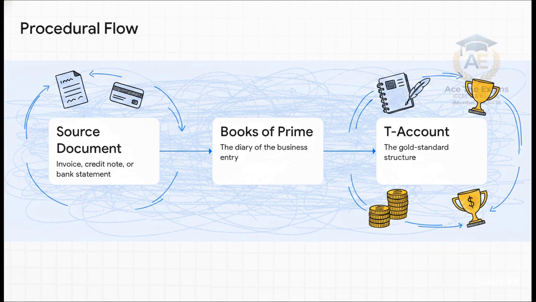From there, it flows into the books of prime entry, basically the daily diary of the business. And finally, it arrives at the absolute gold standard, the T-account structure. If you memorize this exact, unbreakable procedural flow, you'll never freeze up when an exam question asks you to trace some convoluted transaction back to its origin.